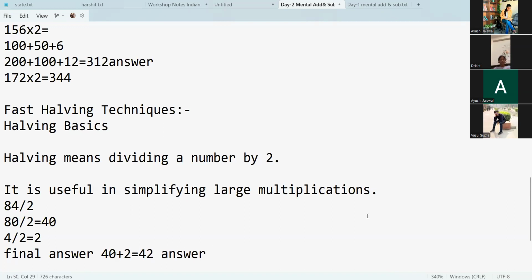Now write this basic rule of halving in your notebook. Then we explain more.